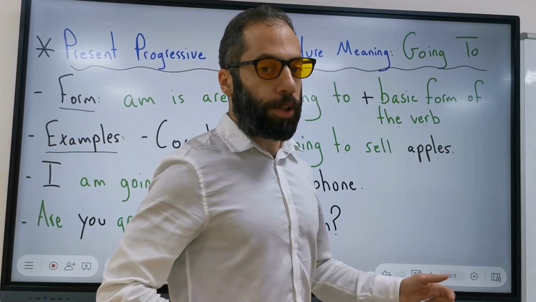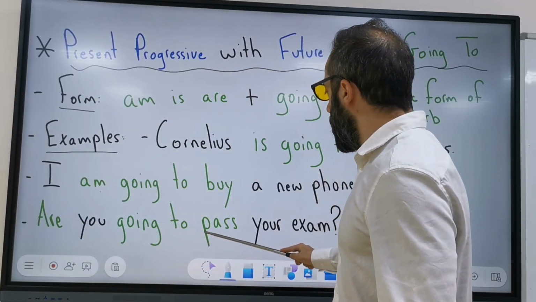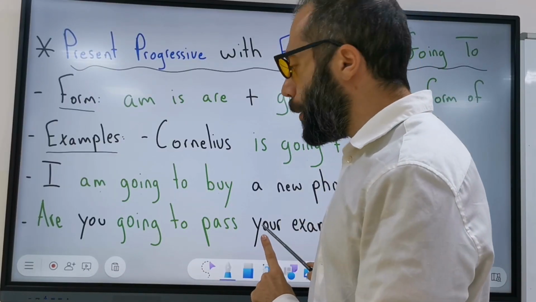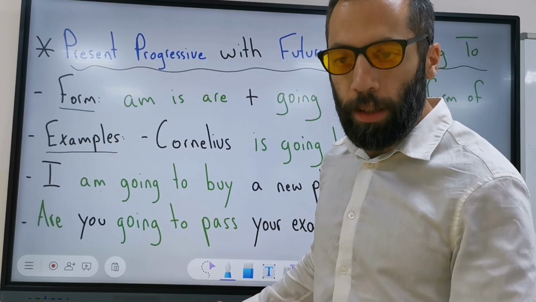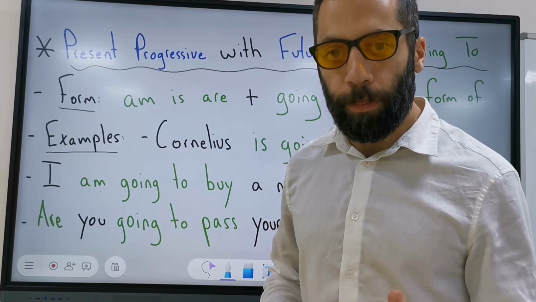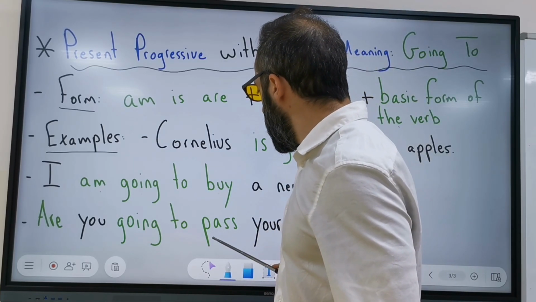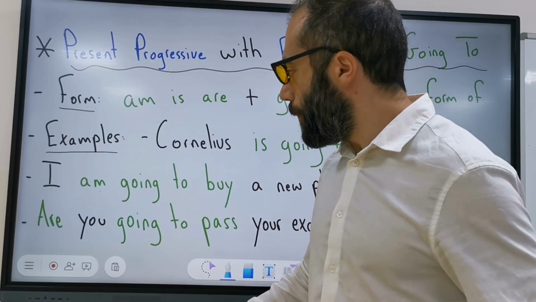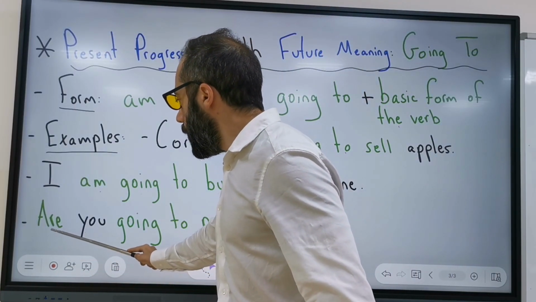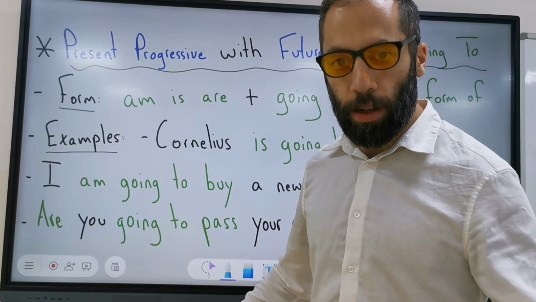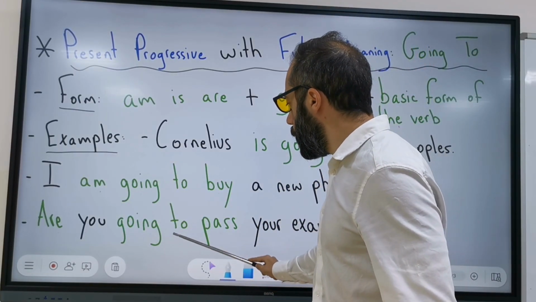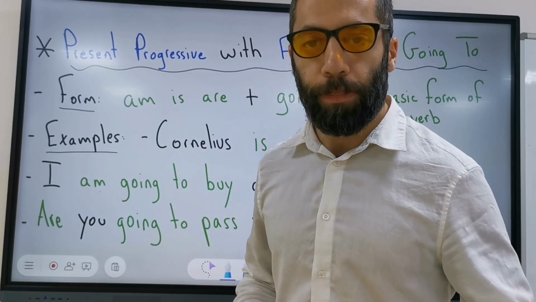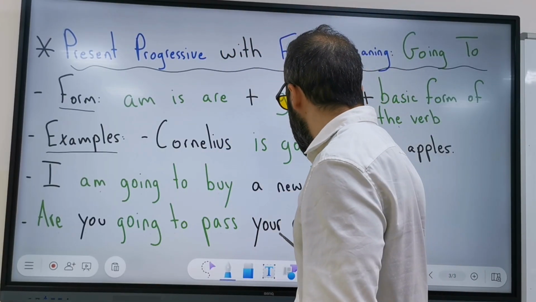Are you going to pass your exam? Now, I put the last example as a question, but I'm still using going to, plus the basic form of the verb. So I didn't change much. Are, because with you I use are. Plus going to, plus the basic form of the verb, pass. Not passing, pass. Are you going to pass your exam?